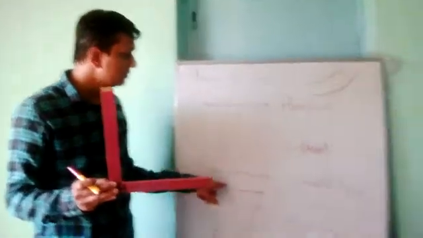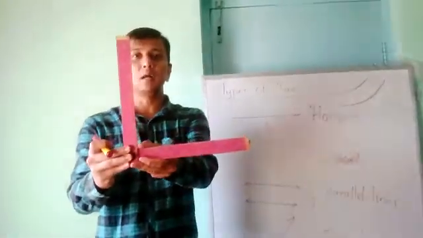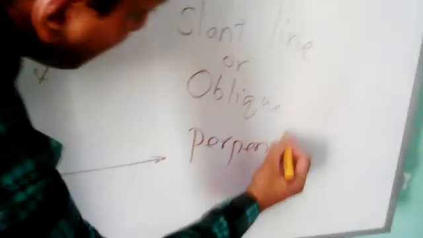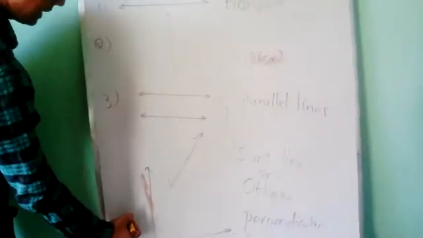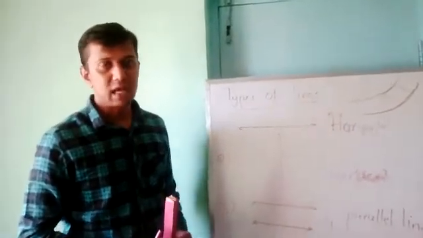So here, the pair of lines, they are parallel. No, they are not parallel now, they are perpendicular. So we call it perpendicular. So first of all we have the horizontal line, vertical line, then pairs of lines, parallel lines, and one more pair of lines is perpendicular lines, and we have slant line or oblique also. Okay. So in the next class we are going to learn about the different types of shapes.